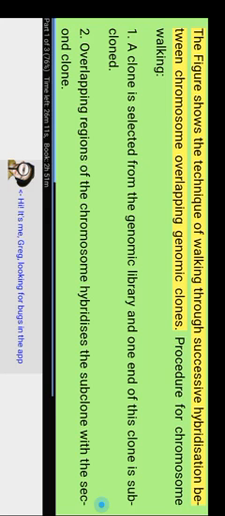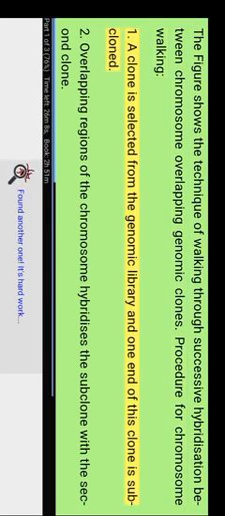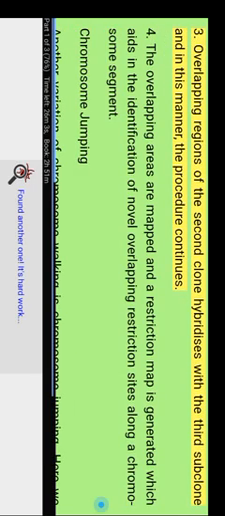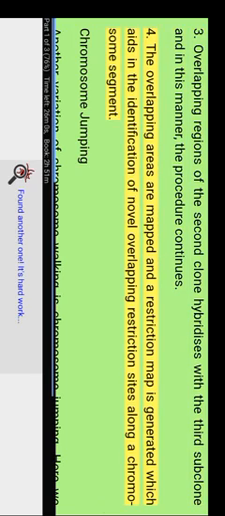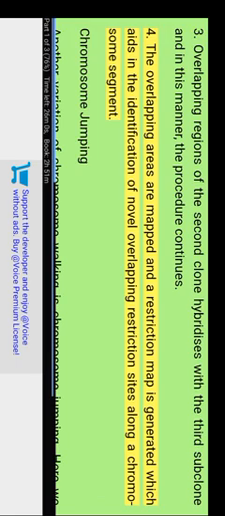The figure shows the technique of walking through successive hybridization between chromosome overlapping genomic clones. Procedure for chromosome walking. 1. A clone is selected from the genomic library and one end of this clone is subcloned. 2. Overlapping regions of the chromosome hybridize the subclone with the second clone. 3. Overlapping regions of the second clone hybridize with the third subclone, and in this manner, the procedure continues. 4. The overlapping areas are mapped and a restriction map is generated which aids in the identification of novel overlapping restriction sites along the chromosome segment.